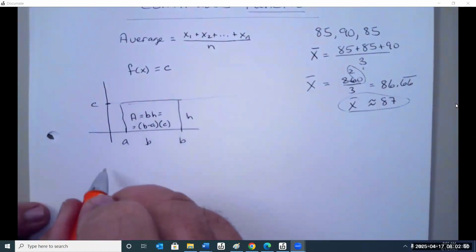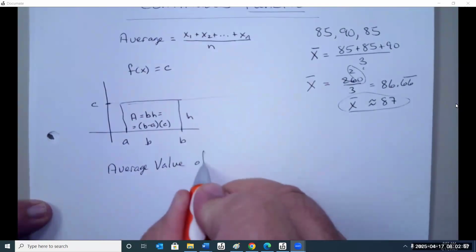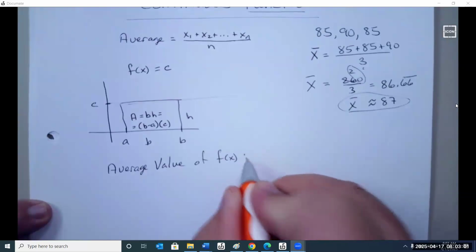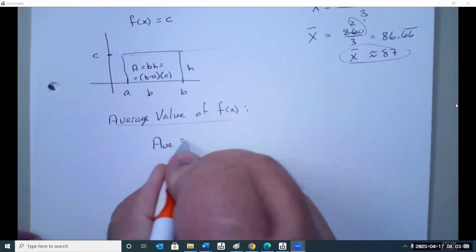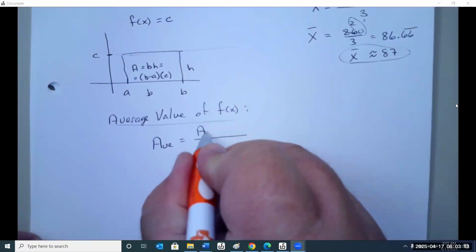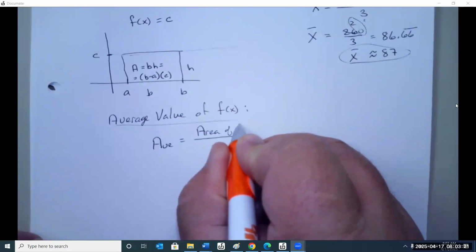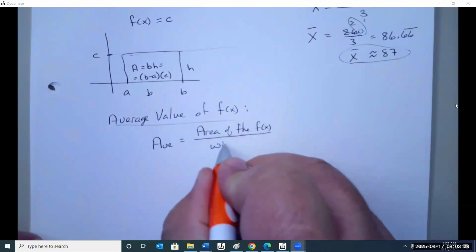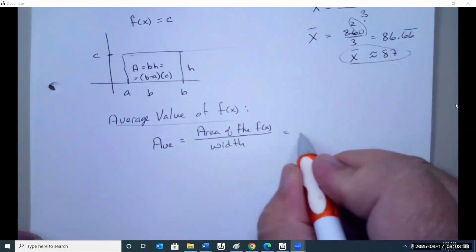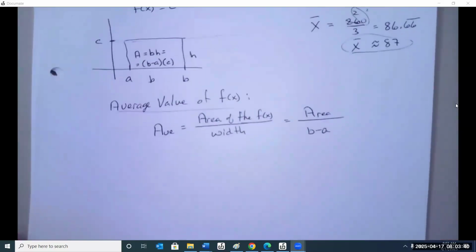Here's how we find the area. Now to find the average value of our function, the average value of your function is equal to the area of the function divided by the width of the function. And typically the width is b minus a. All right, so that's what we have to look at.